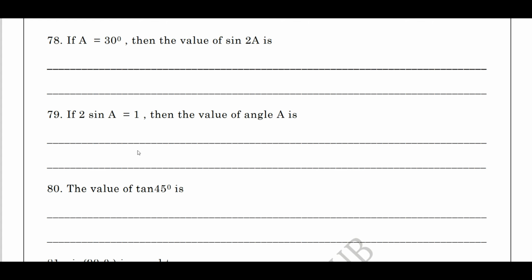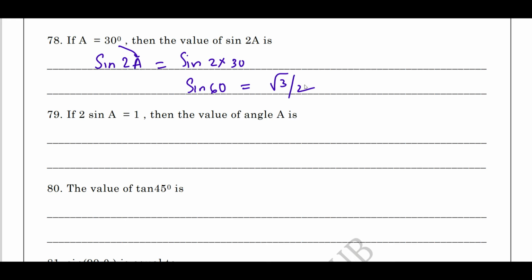If A equals 30, then the value of sin 2A is? So sin 2A, substitute the value 30 here. Sin 2 into 30, we get sin 60. What is the sin 60 value? Sin 60 is root 3 by 2. Learn the table of standard values of trigonometric ratios. It will definitely be useful to solve the problems.